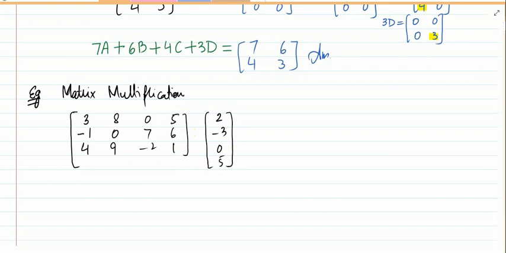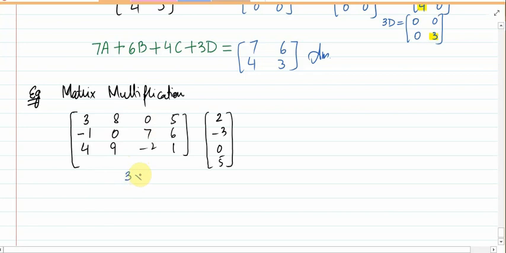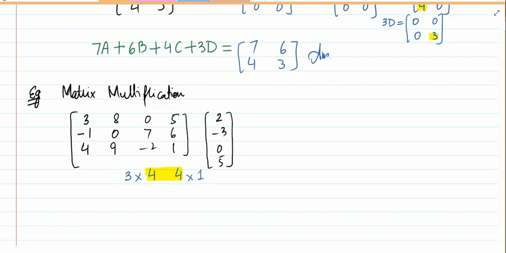First step to multiply a matrix, write the order. The first matrix has an order of 3 rows and 4 columns. The second matrix has 4 rows and 1 column. So our condition is satisfied. That means we can solve it, and our answer matrix will be a 3 by 1 matrix, right?